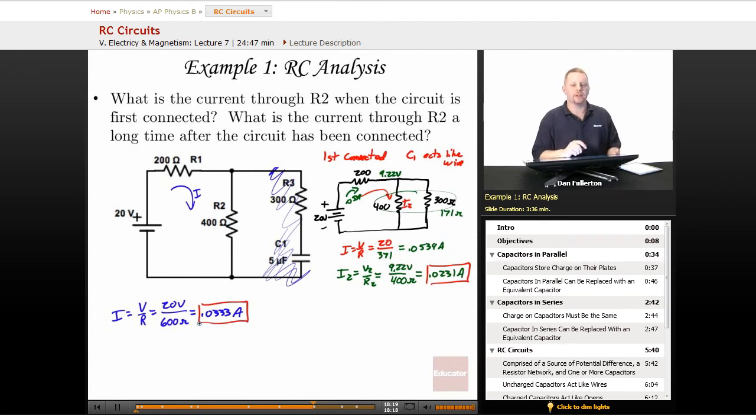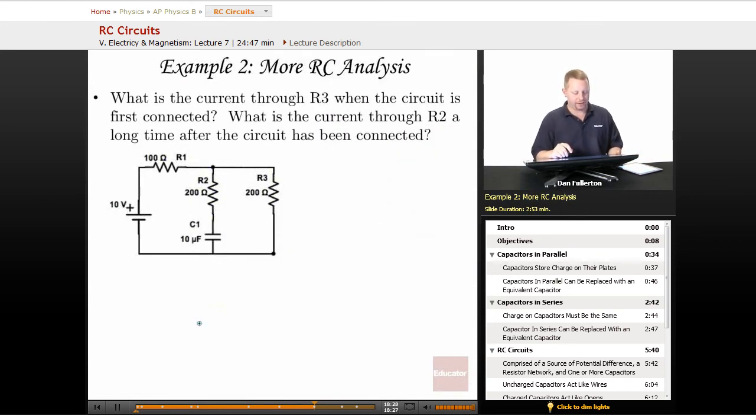So simplify the circuit and figure out what you need to using what we've already learned about circuit analysis. Let's do some more RC analysis, a little more practice. What's the current through R3 when the circuit is first connected, and what's the current through R2 a long time after it's been connected? Well, when it's first connected again, let's draw it that way.